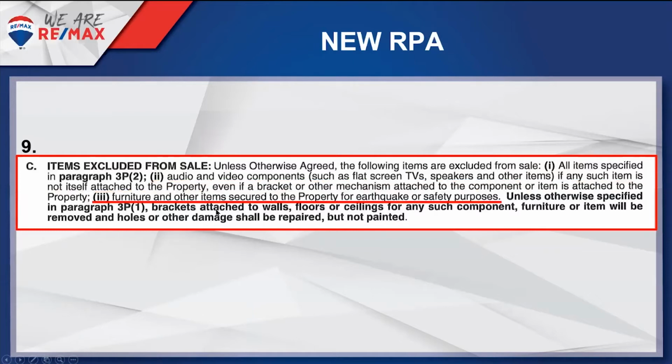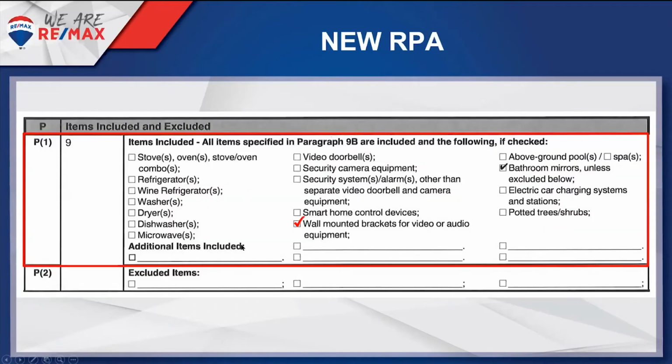Same with furniture that has some sort of an earthquake safety strapping. Bookcases, for example, commonly have a strap that holds them upright in case there's an earthquake. So that does not make them a fixture, unless otherwise specified in 3P, which is where you list all the items that are included.